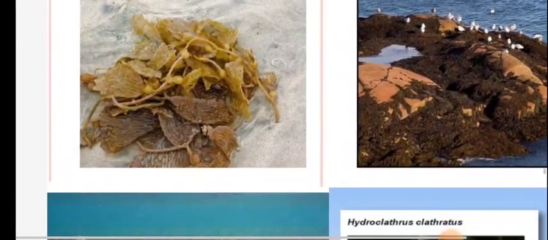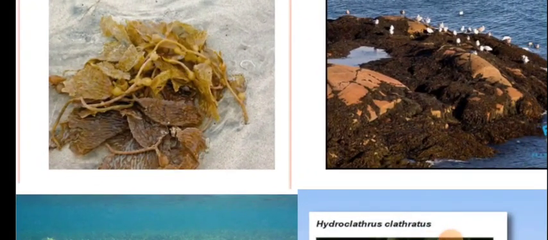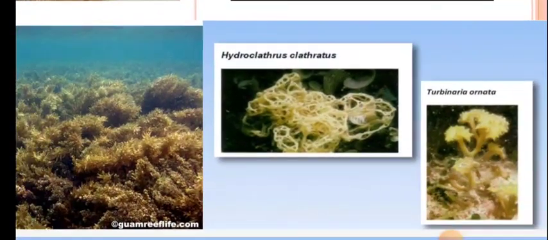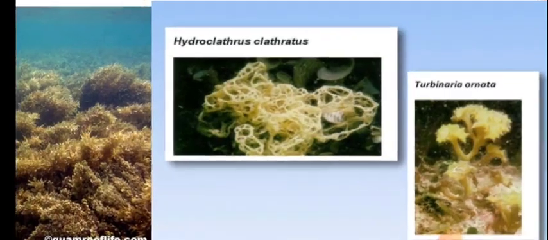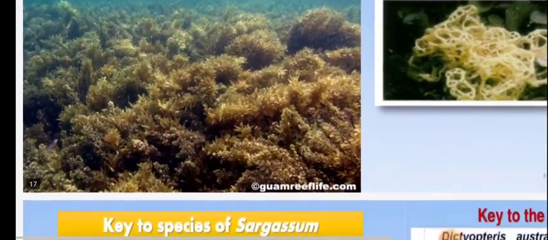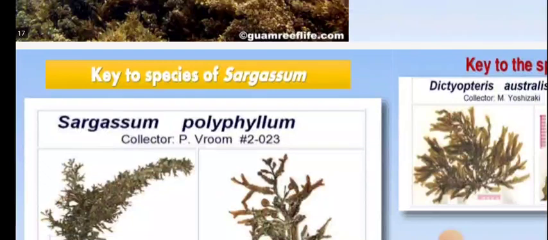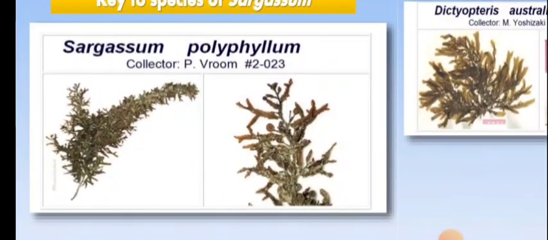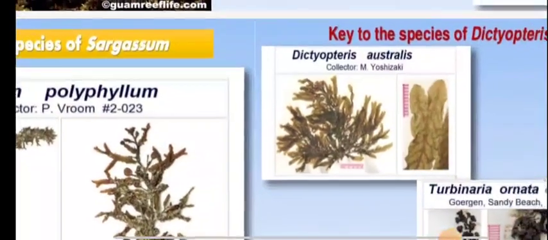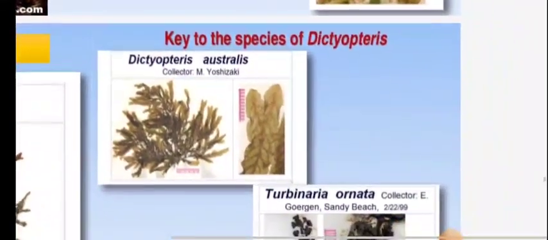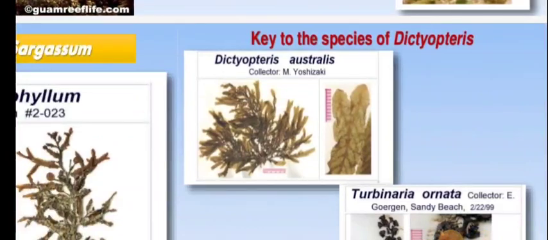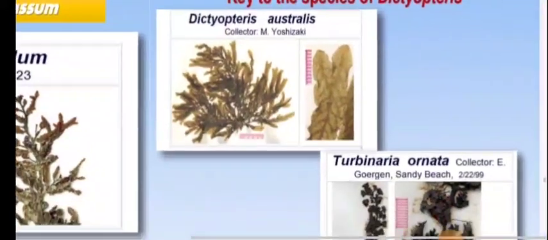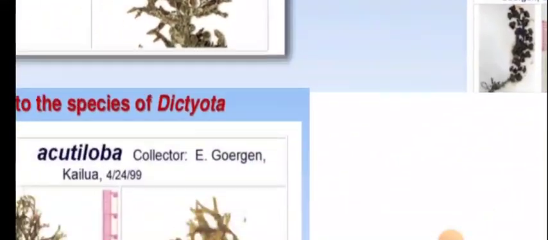So this is the Fucus, right? Then this is the Hydroclathrus, one genus. Then Turbinaria is another genus. And for the key species of Sargassum, these are the herbarium photographs available in the online references. So Dictyopteris, then Turbinaria is there, right?